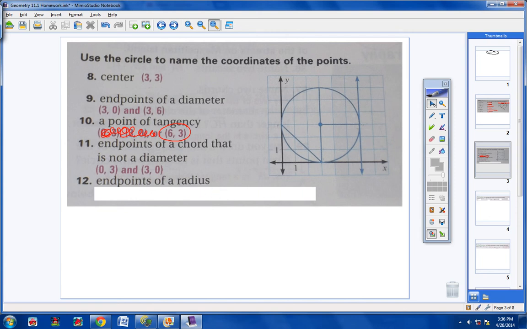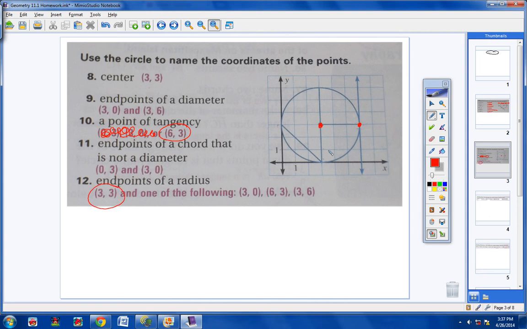Well, there's a lot of radii here, and that's why the answer is so long if you'll look. First of all, we have a radius from here to here. We also have a radius from here to here. And we also have a radius from here all the way down to here. Okay? So any of those would work. I'm just going to do this one here all the way to this one here. So your endpoints would be 3, 3, and 3, 6.